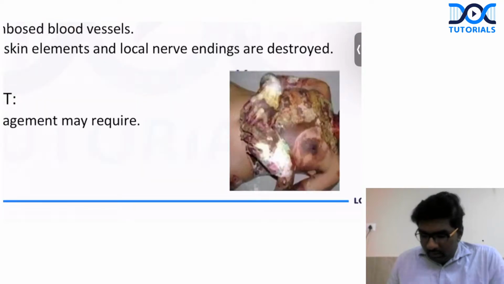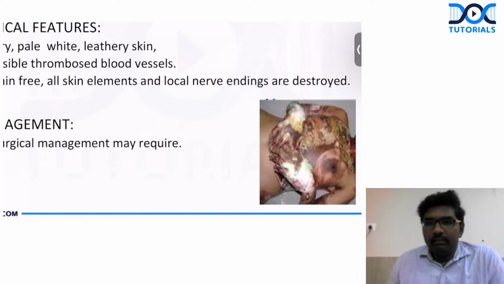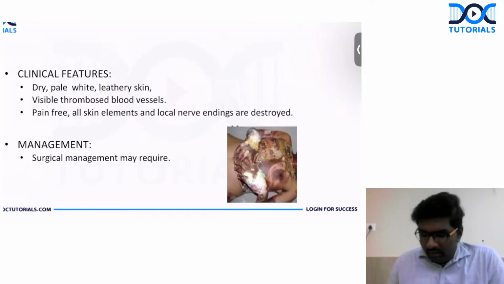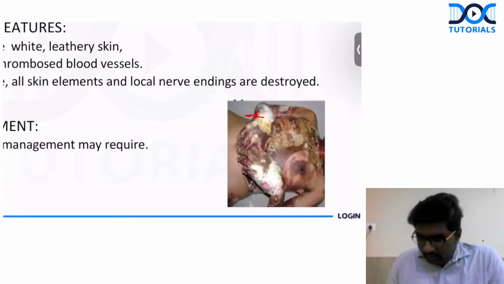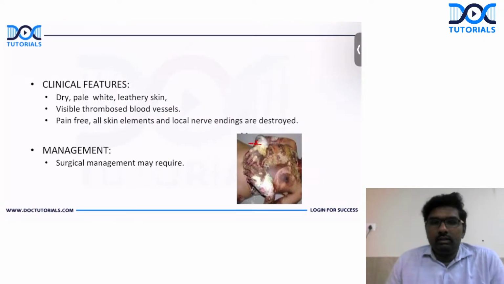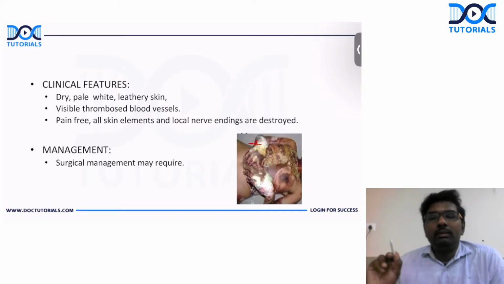So we can see in this image a third degree burn over the trunk, the anterior aspect of the trunk. You can see a dry, white, leathery skin over here. And of course, there will be some thrombosed vessels exposed here. It's not clear in this image. So clinical features: the patient will present with dry, pale white, leathery skin, and there will be a visible thrombosed blood vessel.